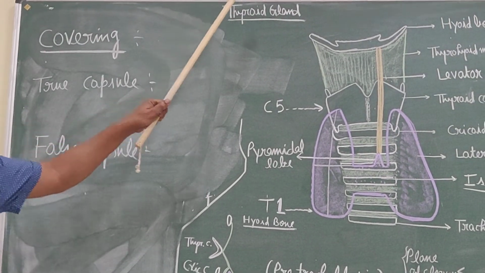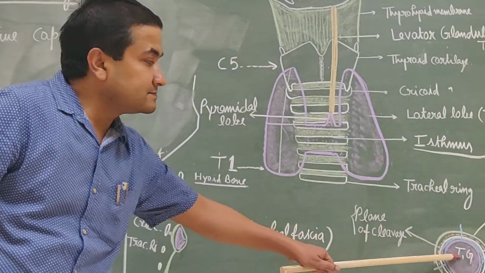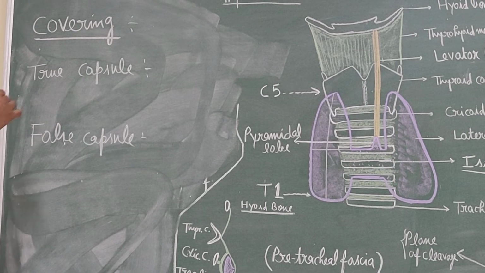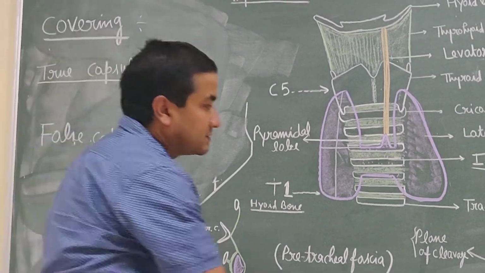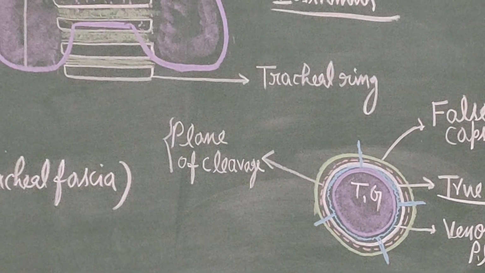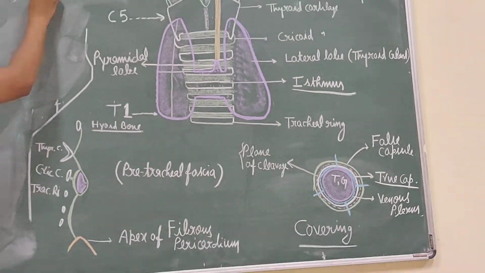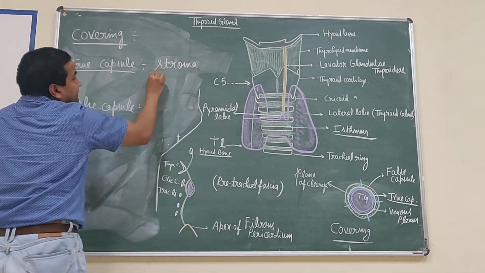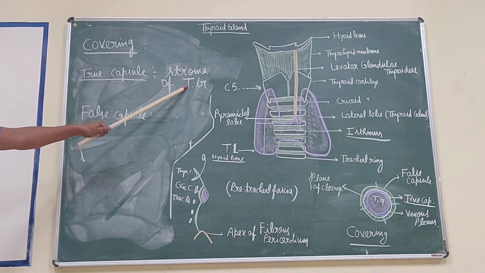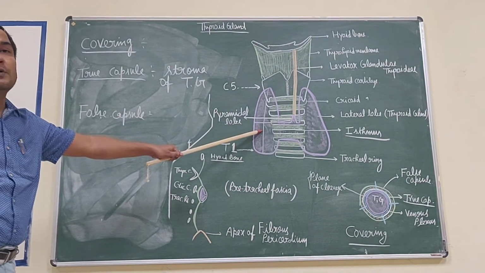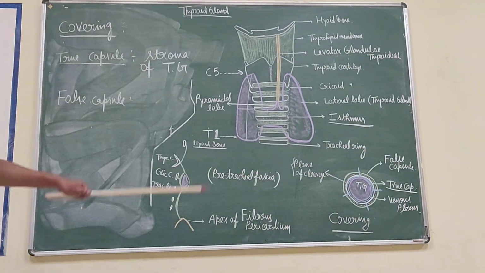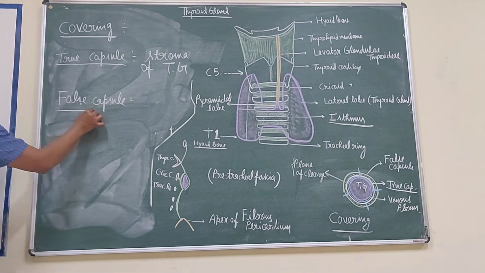Now the covering of the thyroid gland. This thyroid gland is covered by two capsules. From inward to outward, the inner covering is the true capsule. The true capsule is derived from the condensation of the stroma of the thyroid gland. It is derived from the tissue of the thyroid gland, so it is the innermost covering. The outermost covering is the false capsule.